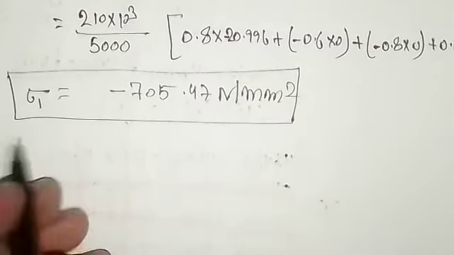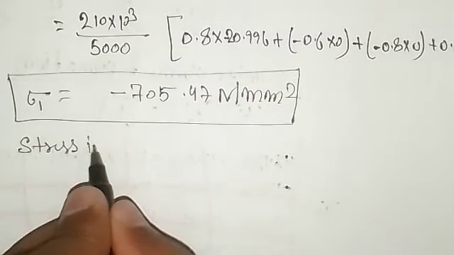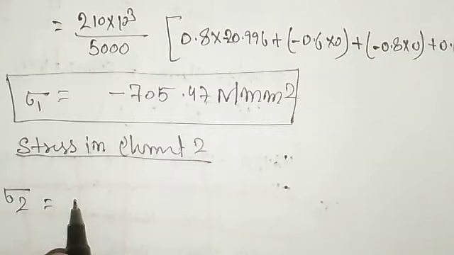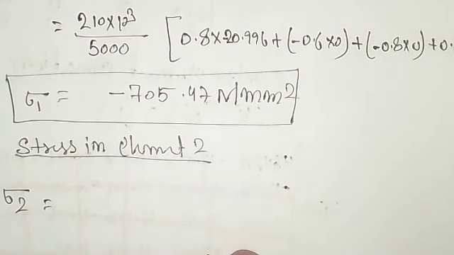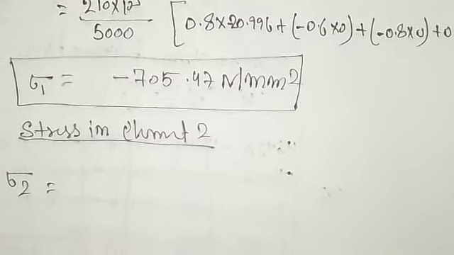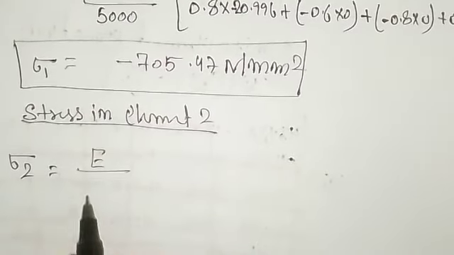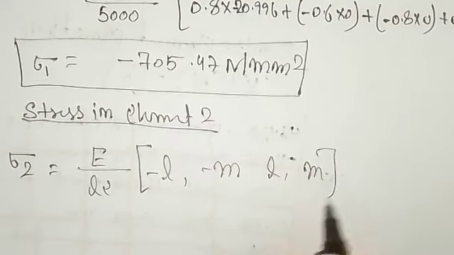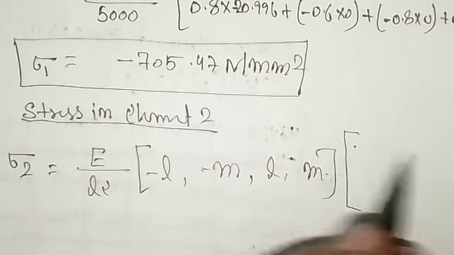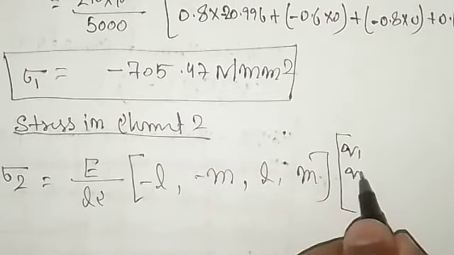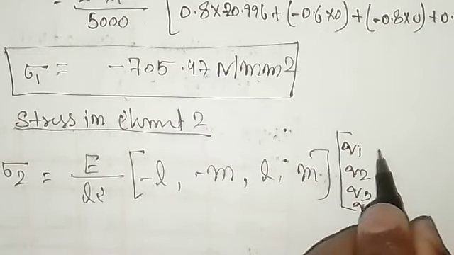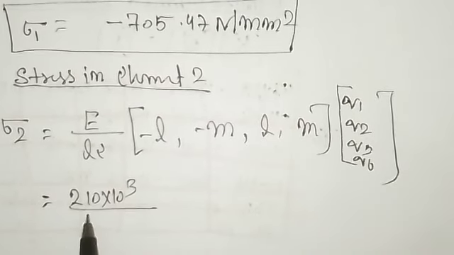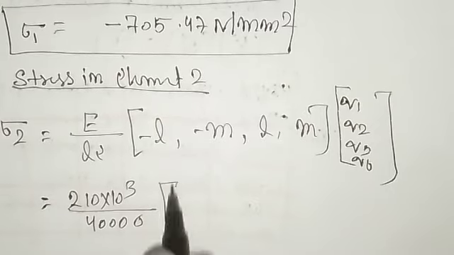Similarly, the stress in member 2 we can find, that is the stress in element 2, right? So sigma 2 is equal to E by L times minus L, minus M, L, M, with Q1, Q2, Q5, Q6. So I'll write here E by L, minus L, minus M, L, M. Then element 2 is connected between 1 and 3. So that is Q1, Q2 and Q5 and Q6. Then E is 210 into 10 to the power of 3 by LE, which is 4,000. This is for element 2.